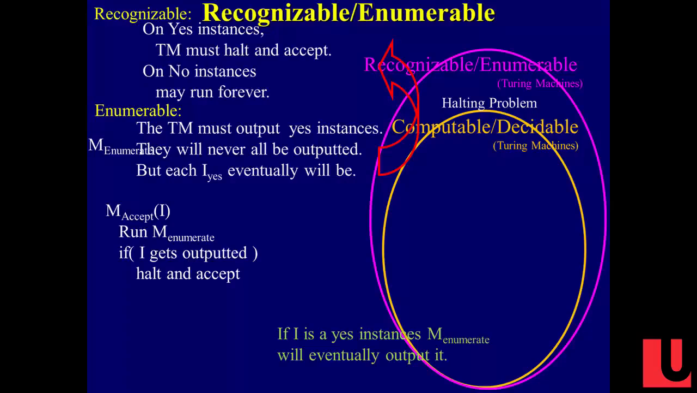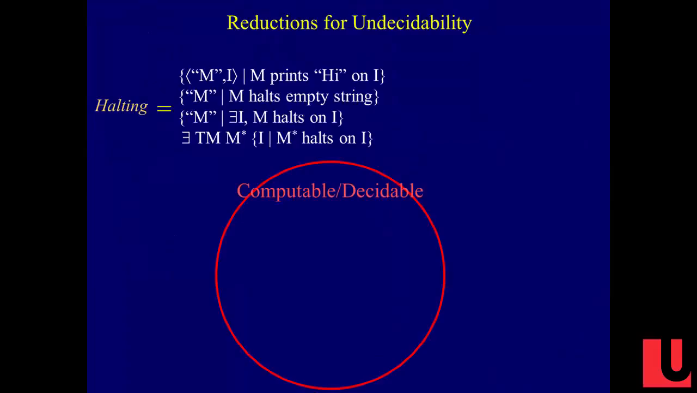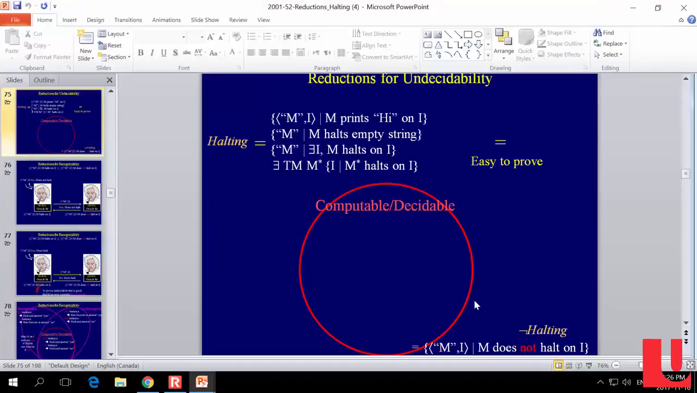If I gets outputted, that should be... Yeah, if I gets outputted by enumerate, right? We're running enumerate and we're watching what gets outputted, right? And maybe this should be indented further or something. Everybody good with that? So that shows that those two are equivalent. Any questions?